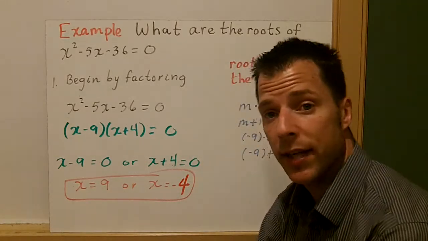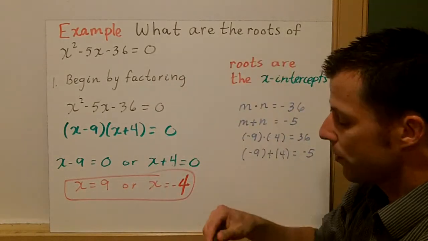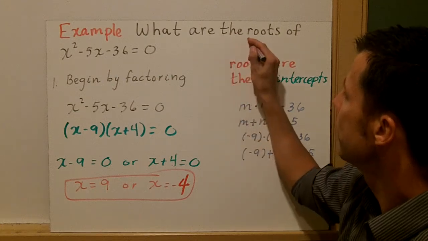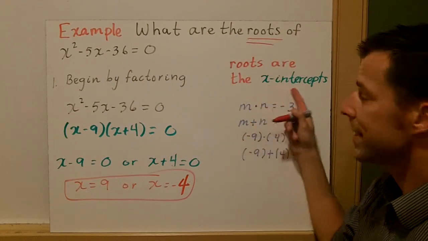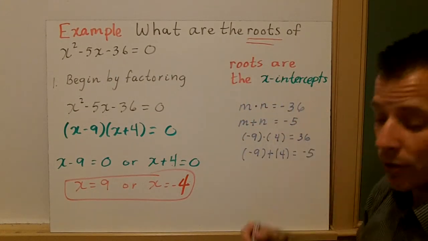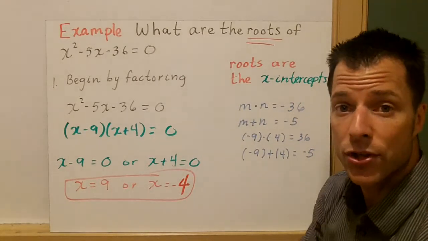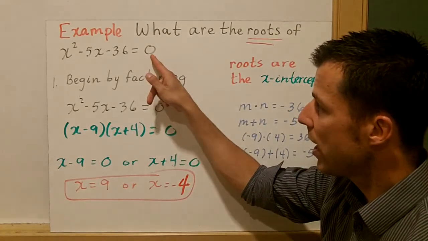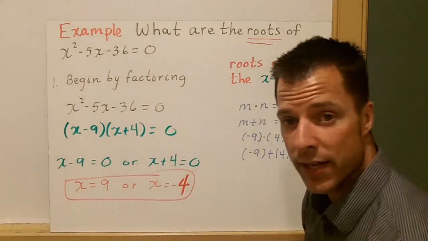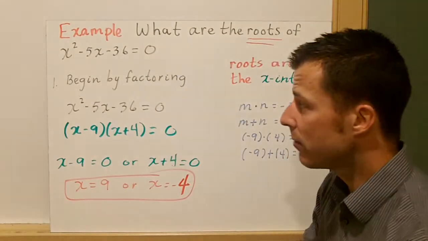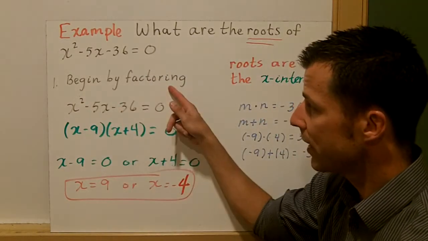So, in this example, we're looking to find the roots of this equation. Now the roots are the x-intercepts. They're the zeros. Okay, they're the solutions. We've set y equal to 0, so you are looking for the x-intercepts here. And we start by factoring.